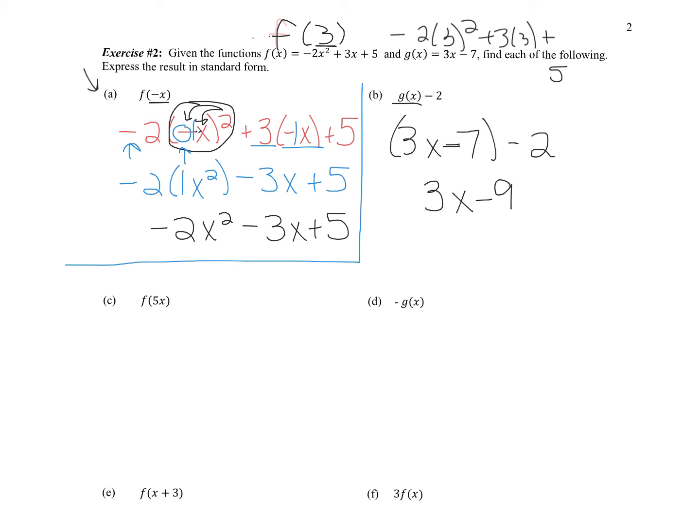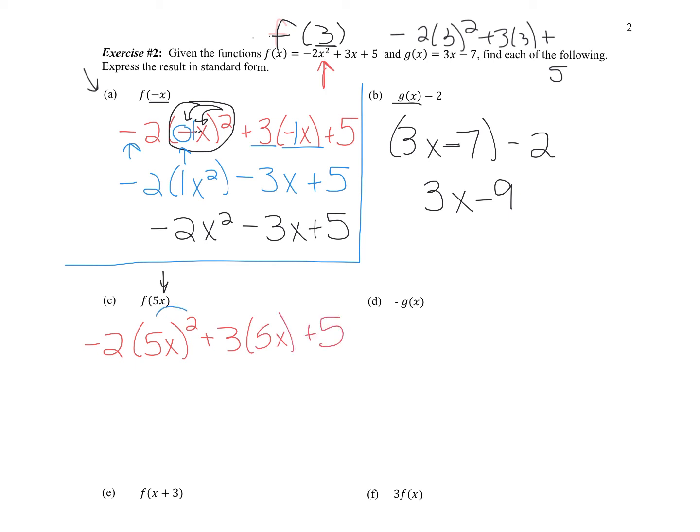The next one is a plug-in though, right? We have a 5x to plug in. So this one, I'm going to write down f of x. I have -2. For the x's, I'm plugging in 5x. So instead of x squared, directly where the x is, I put a 5x there and then write squared. And then we have plus 3 times 5x plus 5.